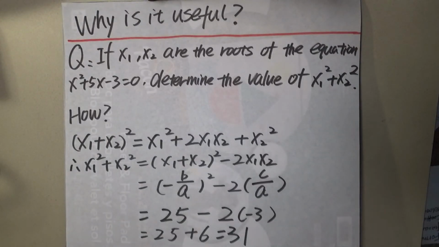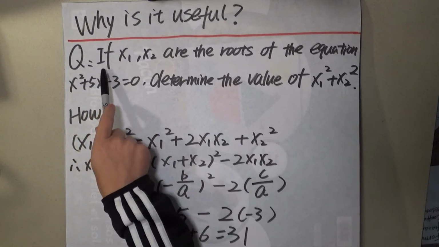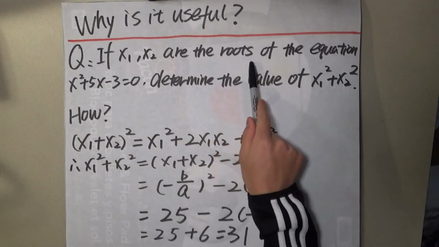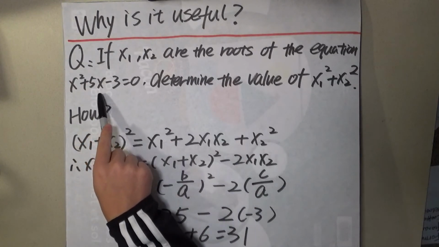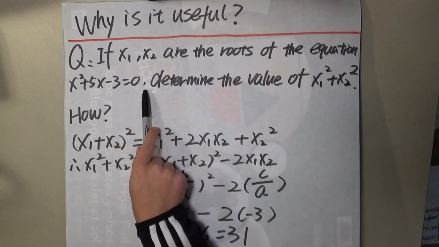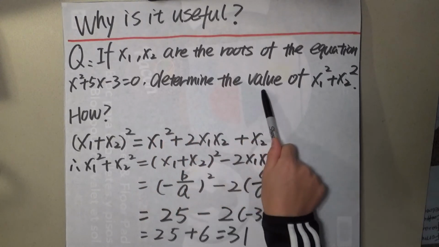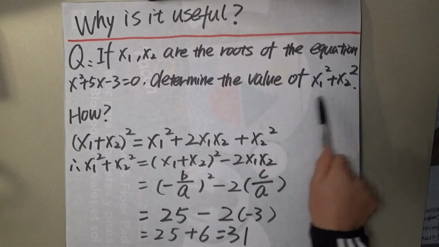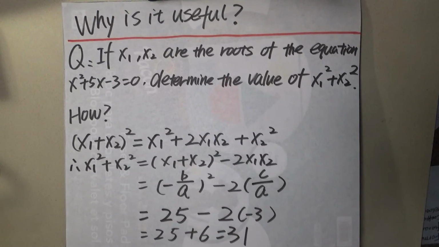So why is this useful? It's pretty useful when we have a problem where we need to consider x1 and x2 together. Here's an example. If x1, x2 are the roots of the equation x squared plus 5x minus 3 equals 0, the question is to determine the value of x1 squared plus x2 squared. It is pretty hard for us to solve the problem in a general way. So we choose to use Vieta's formulas.